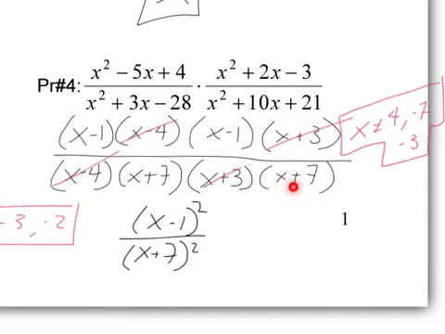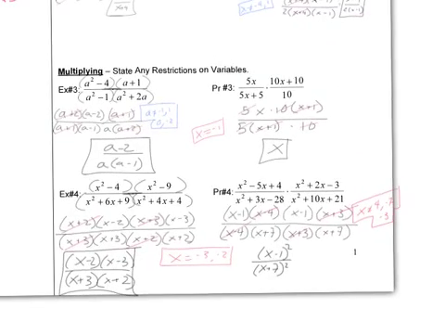Okay, and then you can see if things cancel. You got an x minus 4, an x minus 4, an x plus 3, x plus 3, and then you're left with an x minus 1, an x minus 1, x plus 7, x plus 7. Well, you can just write that as an x minus 1 squared and x plus 7 squared, and you're done. All right, let's go on to the next page.